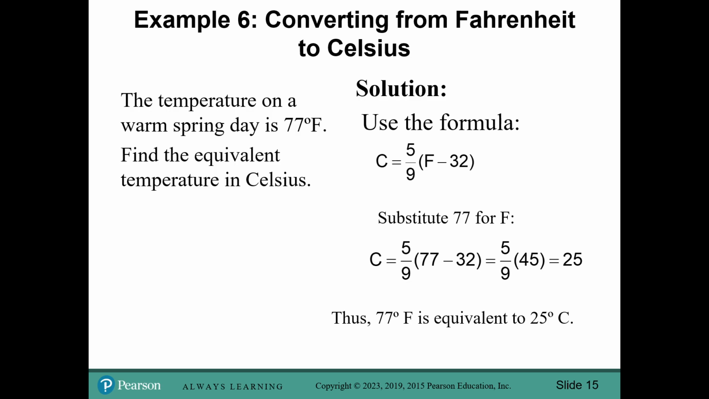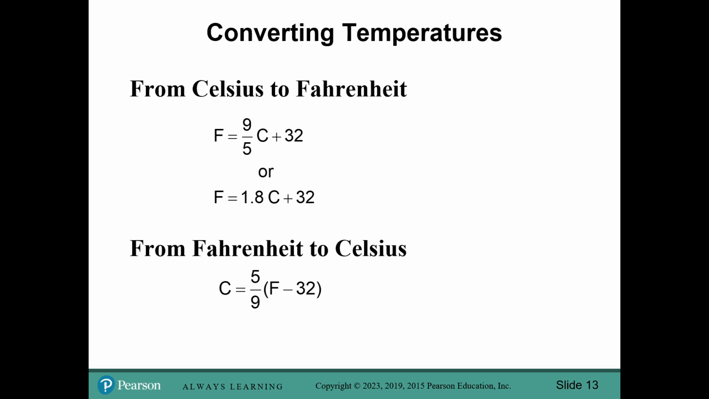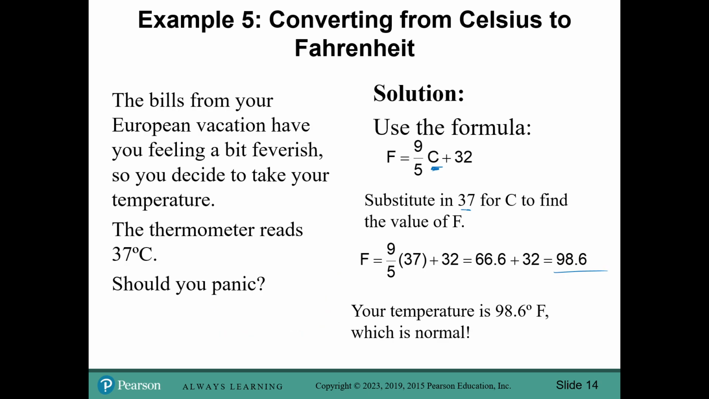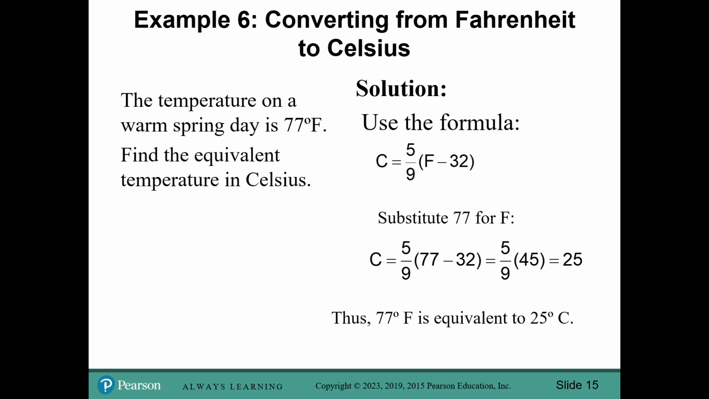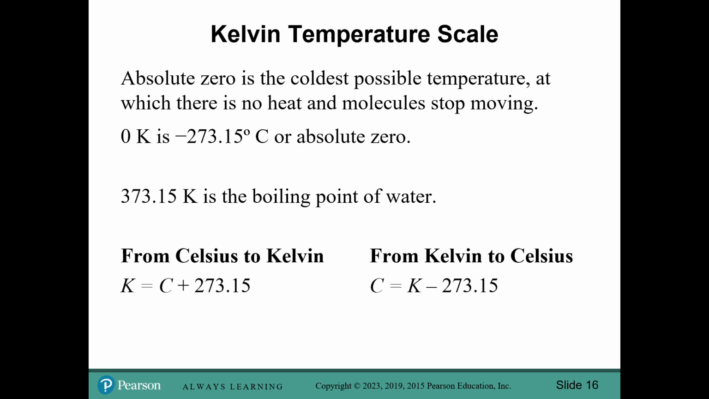The temperature on a warm spring day is 77 degrees Fahrenheit. Let's find the equivalent temperature in Celsius. So now we will use the Celsius formula here from Fahrenheit to Celsius to do this conversion. So C equals 5/9 (Fahrenheit minus 32). We're going to substitute this 77 in for the Fahrenheit F. So I'm going to look at 5/9 (77 minus 32). Remember to do the 77 minus 32 first because it's in parentheses. So that gives us a 45. 5/9 times 45 is 25. So thus 77 degrees Fahrenheit is equivalent to 25 degrees Celsius. Simple enough.